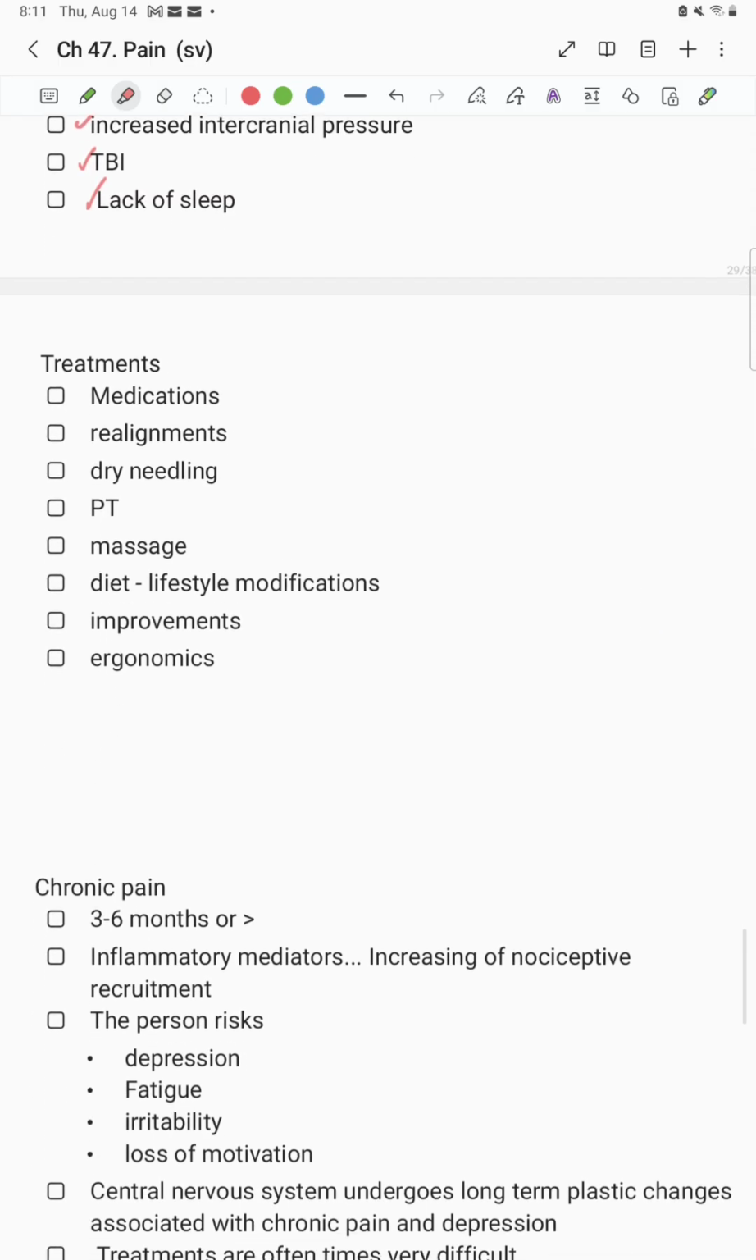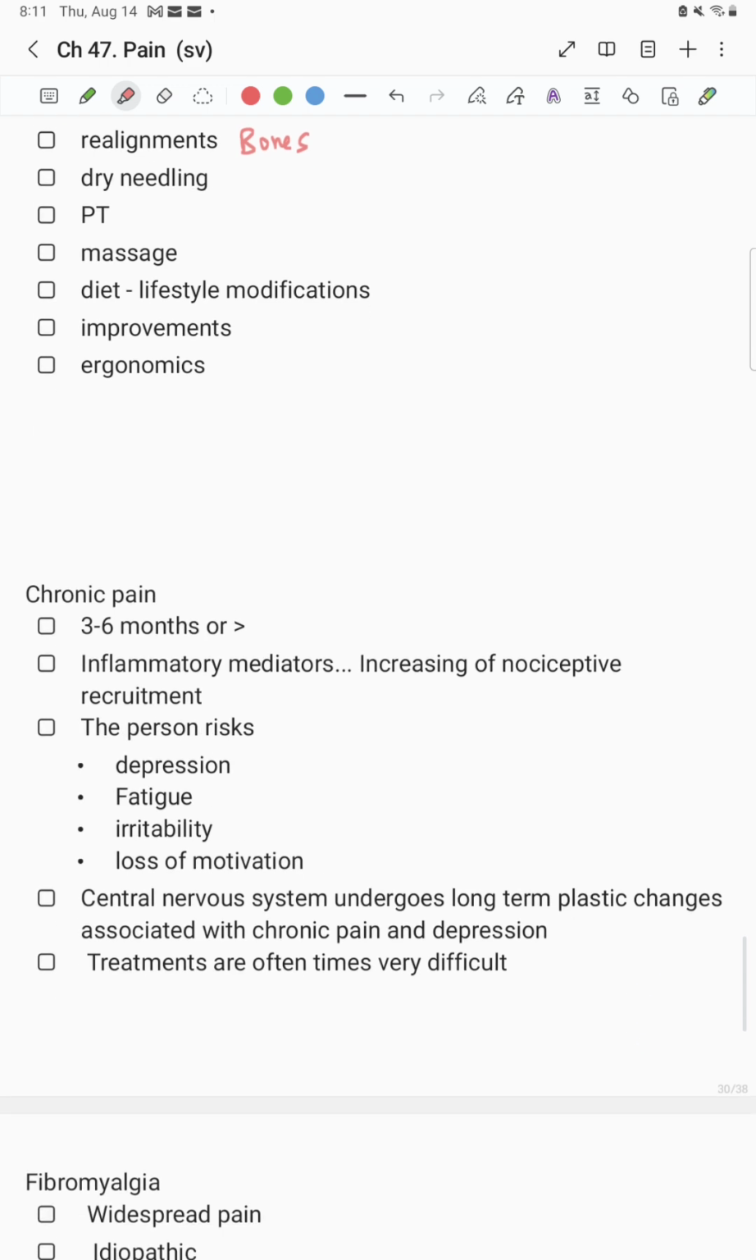Okay, treatments include medications, realignment of the bones. Like earlier, we saw the atlas was all rotated funny. Dry needling to calm down the spasm trigger points. PT, massage, diet and lifestyle modifications, and ergonomic improvements. So try not to slouch so much. And that so-called tech neck, where everyone's slouching at the computer.